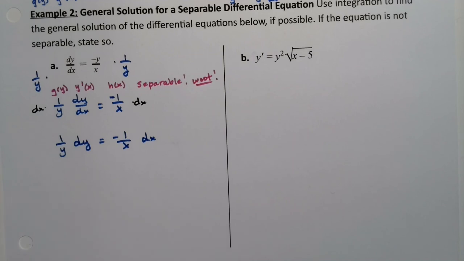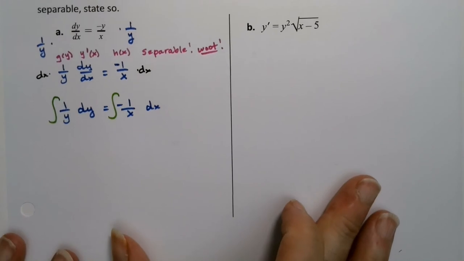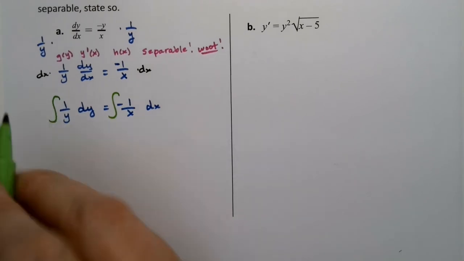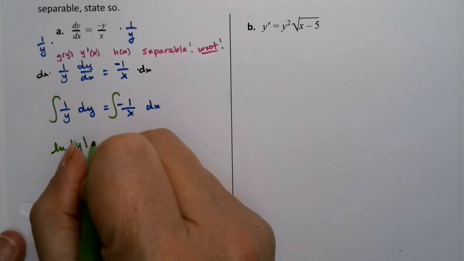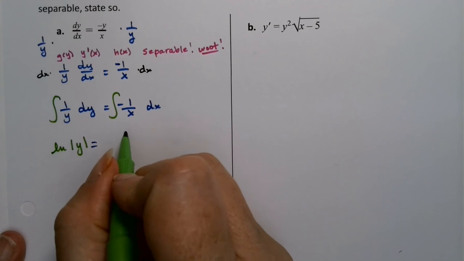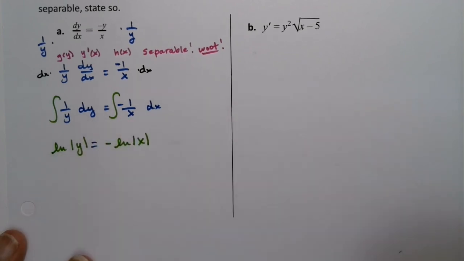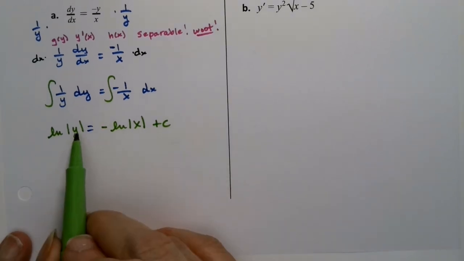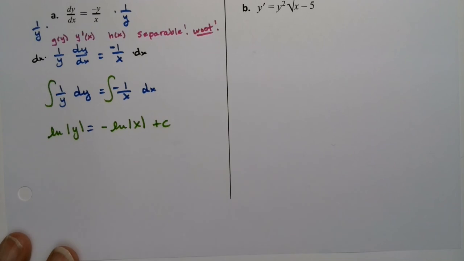Why did I do that? Well, because then I can take the integral of both sides. See? So the integral of 1 over y is the natural log of the absolute value of y equals the integral of negative 1 over x, which is the negative natural log of the absolute value of x plus c. You really have a c here and a c here, but since they're both arbitrary constants, you can just put them together on one side.